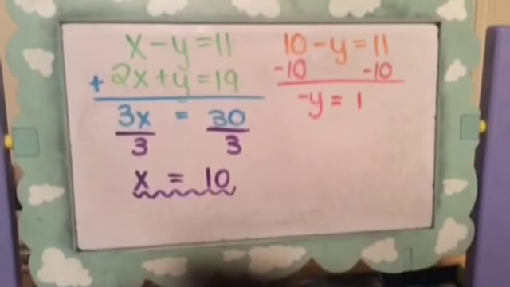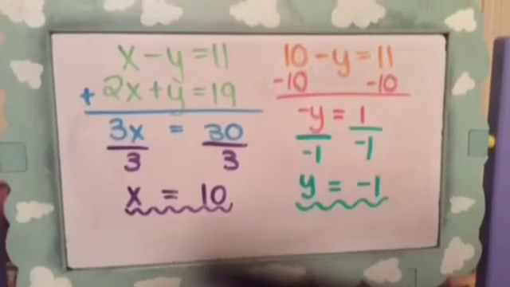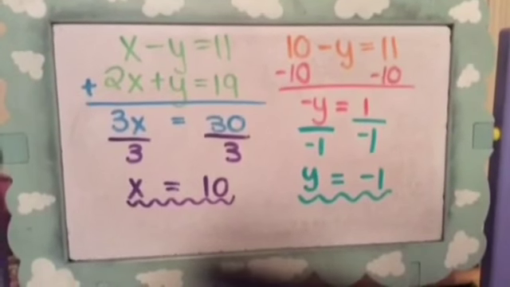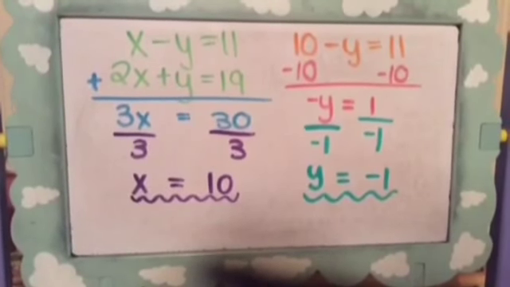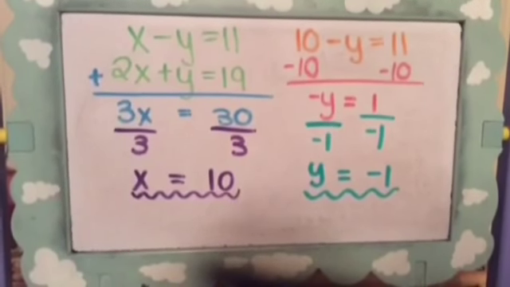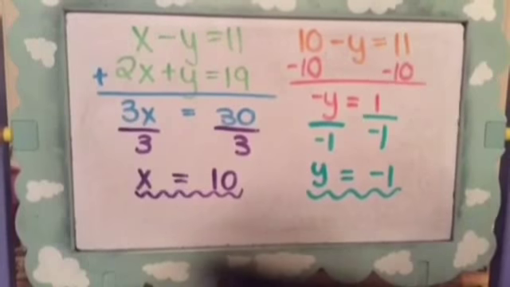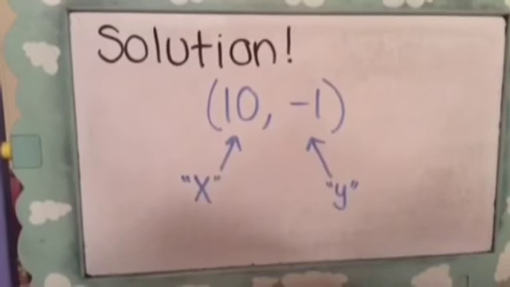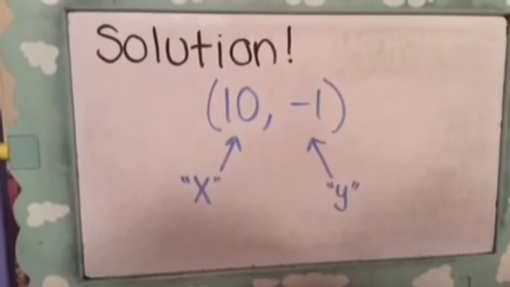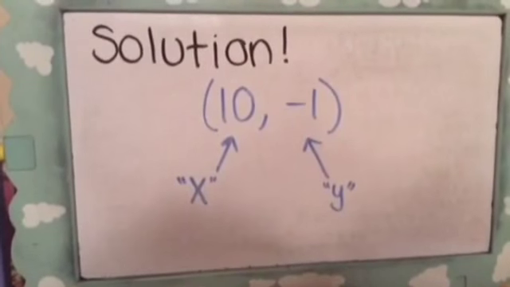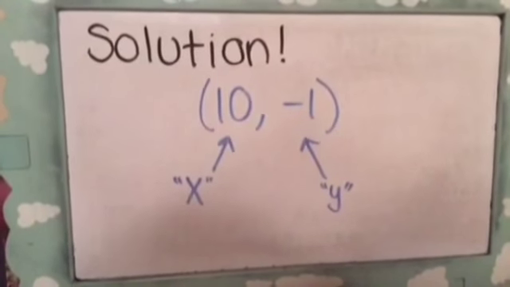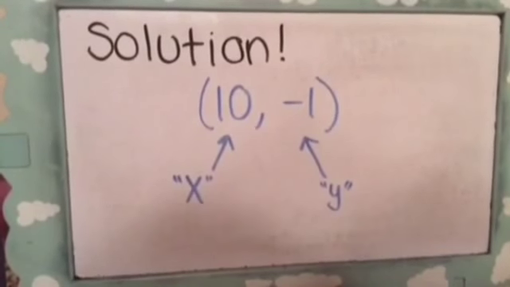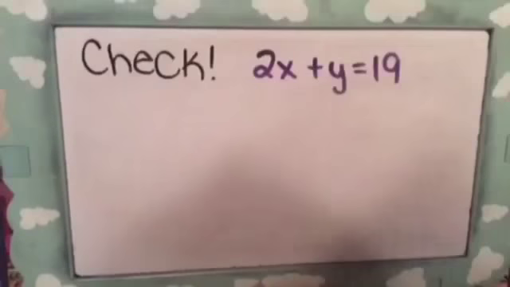This gives you negative y equals 1. Separate the variable from the coefficient by dividing by negative 1. 1 divided by negative 1 is negative 1, so y equals negative 1. The solution is written in the form of an ordered pair, 10, negative 1. Remember that x comes first and y comes second in alphabetical order.